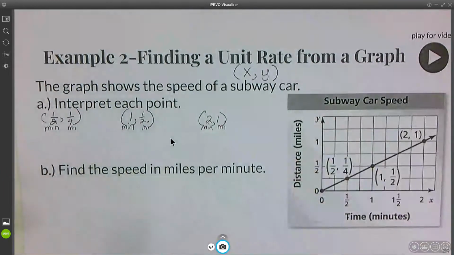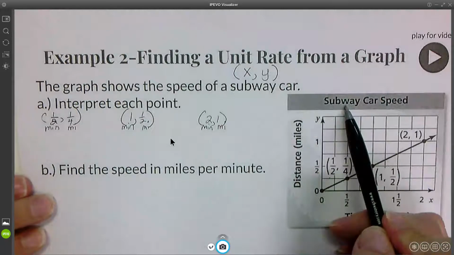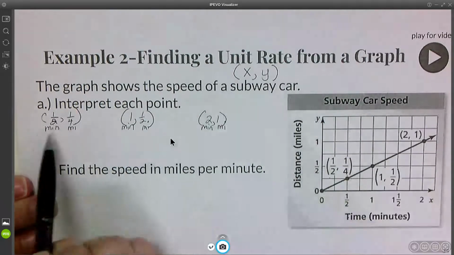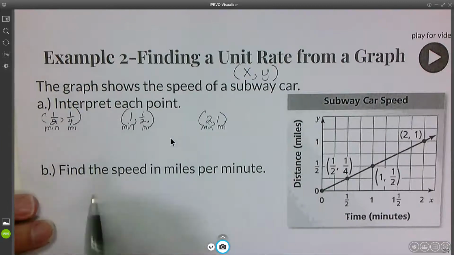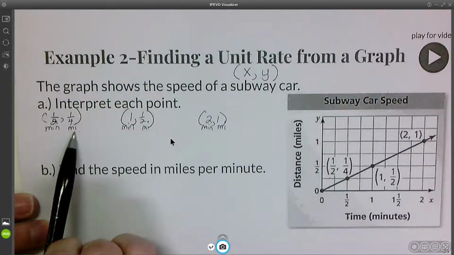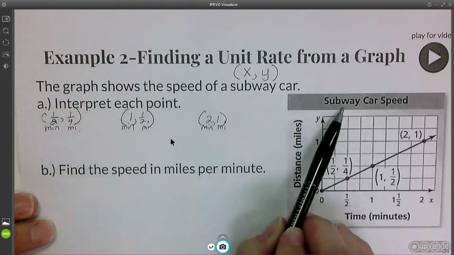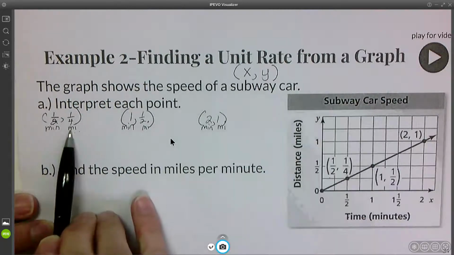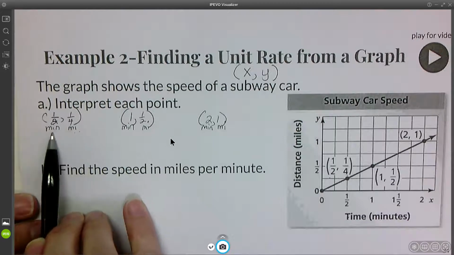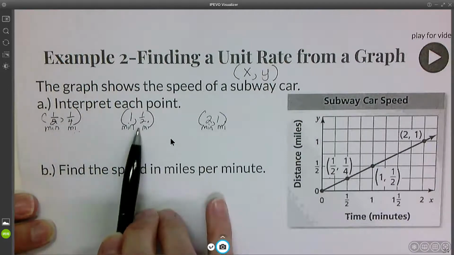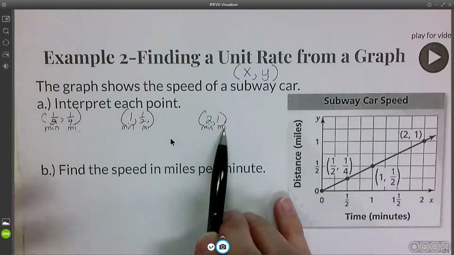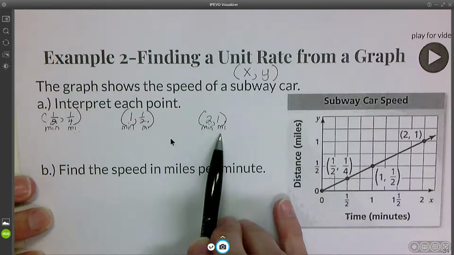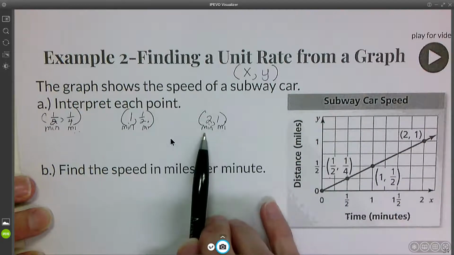And by doing this, it's very easy to interpret because I would use the fact that we're talking about this subway car and its speed, and I would write a sentence. I'm not going to write all 3 sentences out because I don't have a lot of room, but I would use this to write that sentence. And I would say that the subway car travels 1/4 of a mile in a half of a minute. Or the subway car travels 1/2 of a mile in 1 minute. Or again, here we could write that the subway car travels 1 mile in 2 minutes.